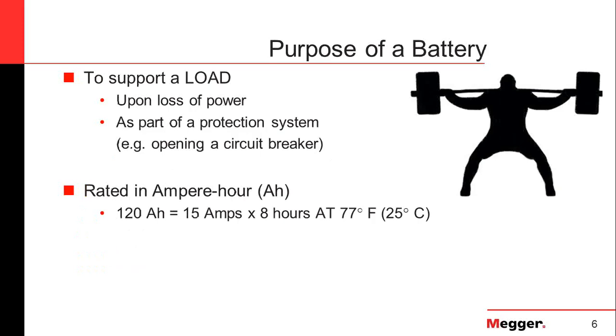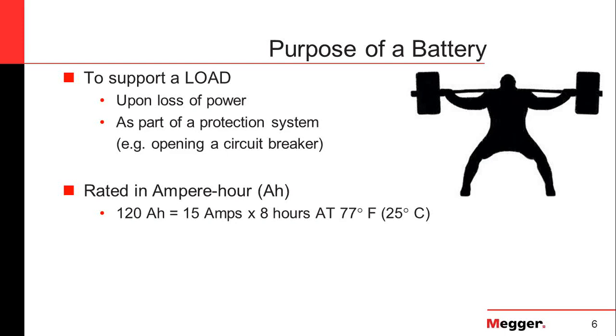So with that, the purpose of a battery is obviously to support a load based on a loss of power or as part of a protection system such as opening a circuit breaker. Now, when we look at a battery, we're always provided what kind of load it would support based on a rating of ampere hours. Batteries, it depends which kind you select, but they're rated at a certain amount of current for a specified amount of time. So, for example, a 120 amp hour battery could be 15 amps by 8 hours, and that is at 77 degrees Fahrenheit or 25 degrees C. Battery manufacturers also provide that specification.